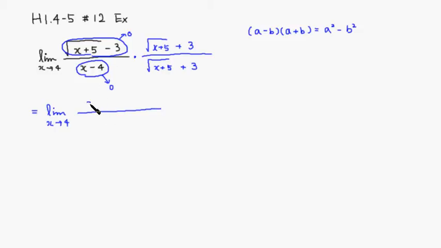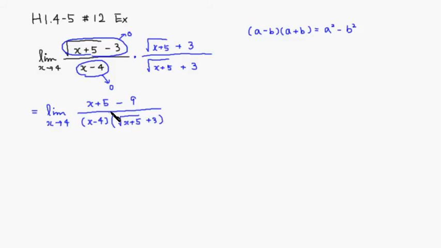So you're just going to get x plus 5. Then minus b is 3, so b squared would be 9. Then on the bottom, you can't really do much. We just have a quantity, x minus 4, is already there. Then we just have to multiply by quantity, square root of x plus 5 plus 3.